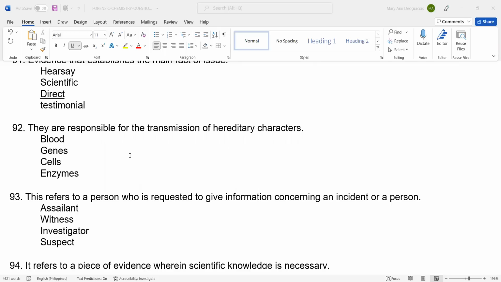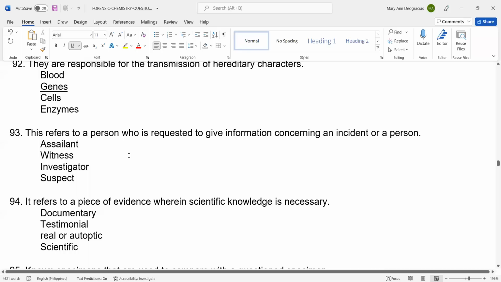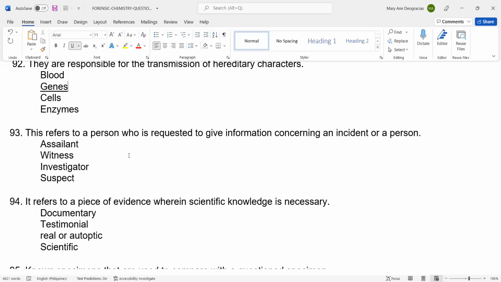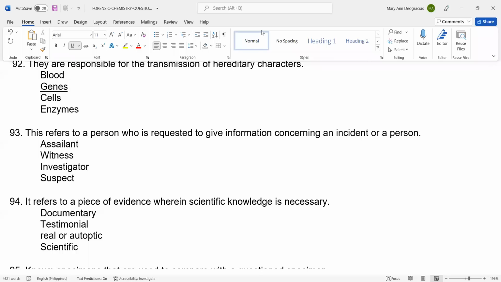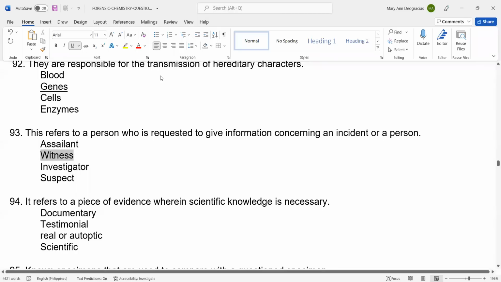This refers to a person who is requested to give information concerning an incident or a person. Assailant, witness, investigator, or suspect. Okay, so it is the letter. Bakit investigator? Requested to give information. Witness, syempre. Bakit si investigator? Okay, witness ang sagot niyan.